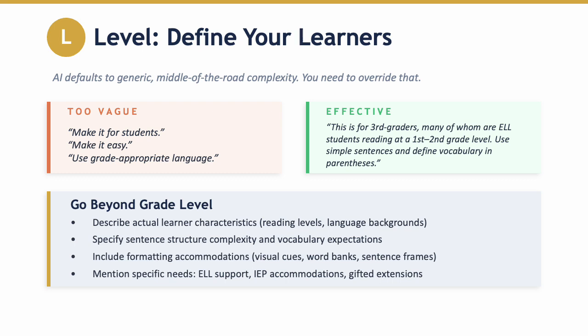The L stands for level. AI defaults to a generic middle-of-the-road complexity. You need to override that by specifying not just the grade level but the actual characteristics of your learners. For example, this is for 3rd grade students, many of whom are English language learners reading at a first or second grade level. Use simple sentence structures, define vocabulary words in parentheses, and include visual cue suggestions.